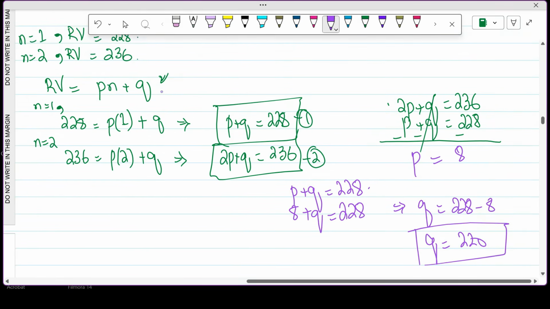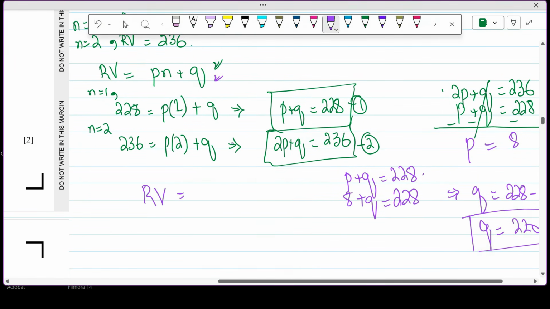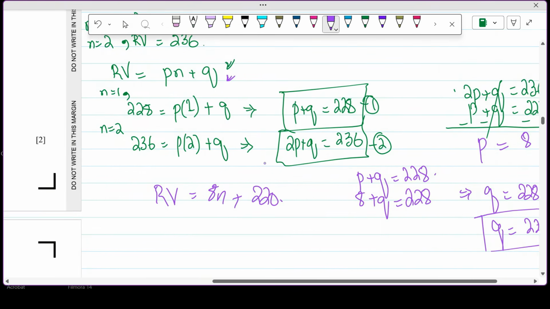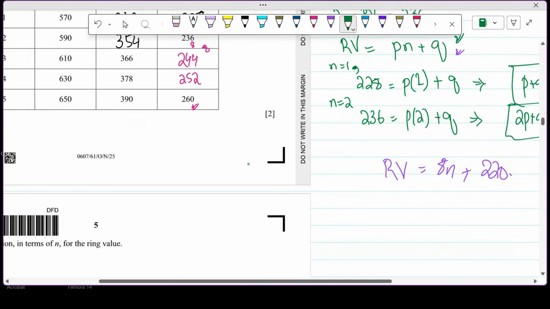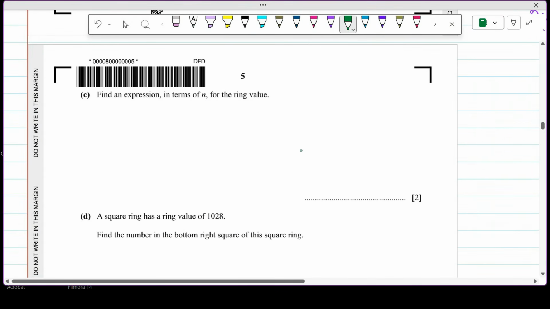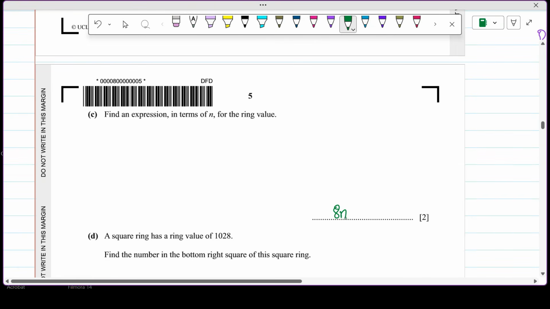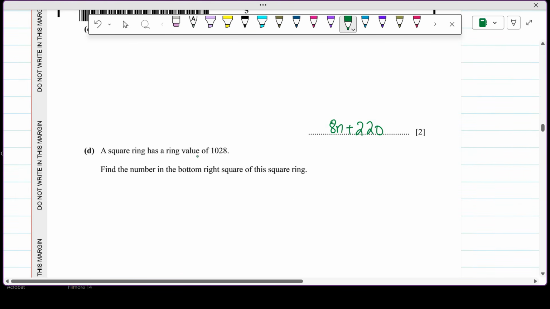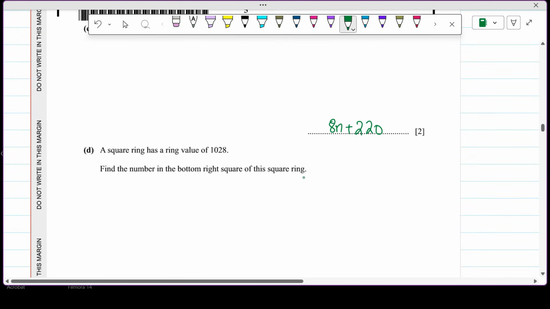So the general term for the ring value is equal to p times n, means p is 8, 8 times n plus q, which is 220. So this is the general term for the 6 by 6 square to find the ring value: 8n plus 220. Now part D, a square ring has the ring value of 1028. Find the number in the bottom right square of this square ring.